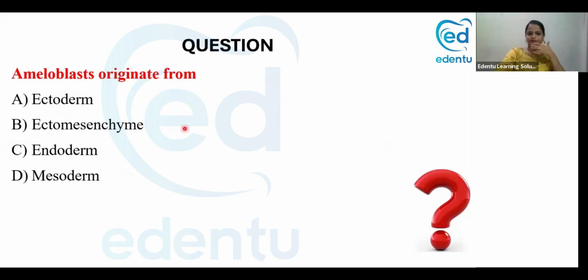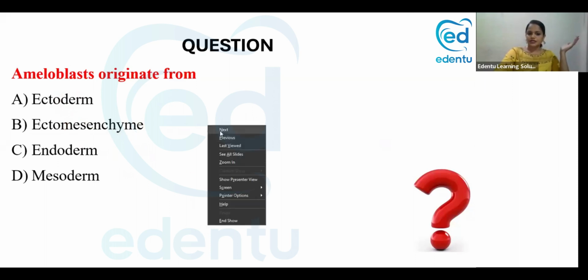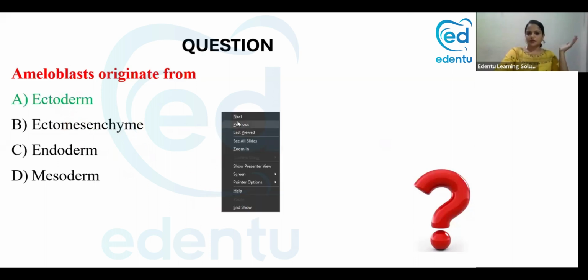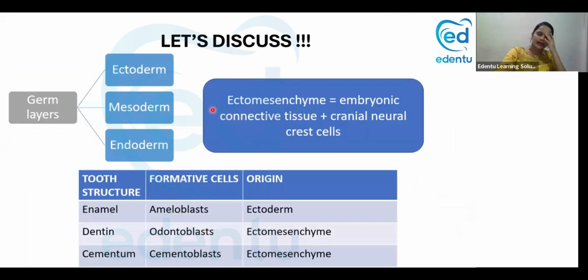Ectoderm. Yes, doctors. All structures, dentin, pulp, cementum, bone, and all others are derived from the ectomesenchyme, except ameloblast, which is derived from ectoderm only. So our germ layers are divided into ectoderm, mesoderm, and endoderm.